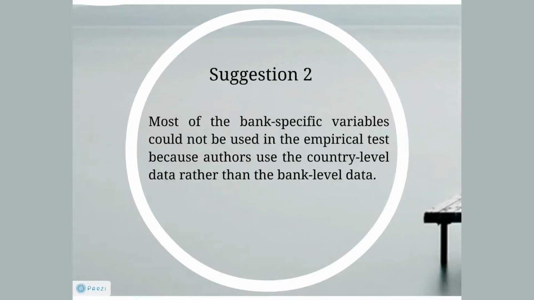Suggestion 2. The authors give an explanation of why they didn't choose the bank-specific variables, and the reason given is that these data are not consistent. But I think the true reason is that the authors use the country-level data rather than the bank-level data. I checked your data set, and this data set didn't provide bank-specific variables data. So I think the true reason is this, because your empirical approach is focused on the country-level data, not the bank-level data.